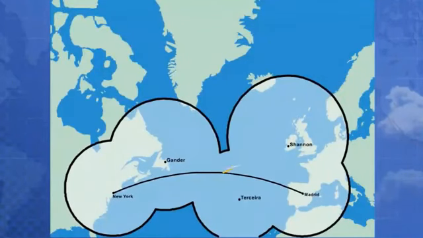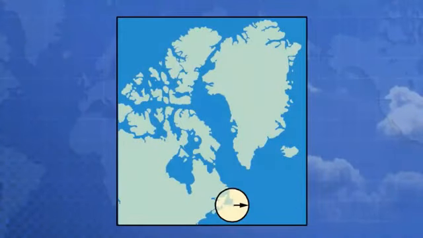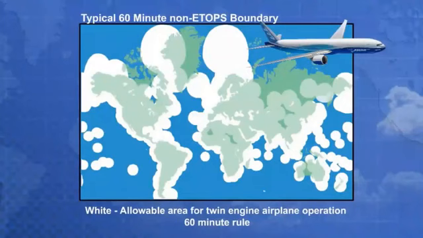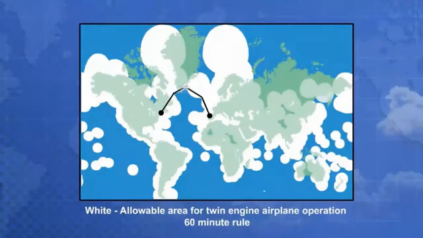Sufficient fuel is carried to complete a diversion from the most critical point along the route to a selected en route diversion airport. Normally, a two-engine airplane must stay within 60 minutes single-engine flying time of an adequate airport. This rule restricts the area of operation and may result in increased route distance and fuel. For example, consider a New York to Madrid flight under the 60-minute rule.